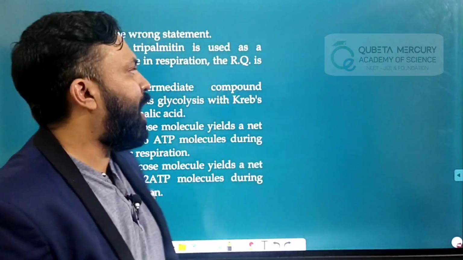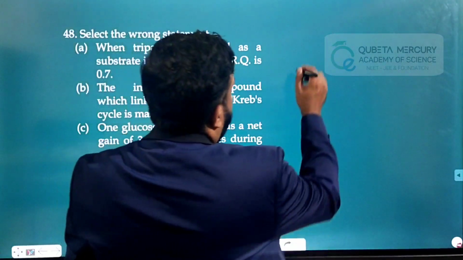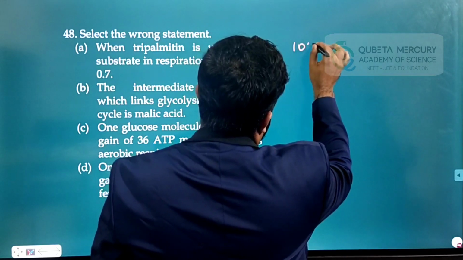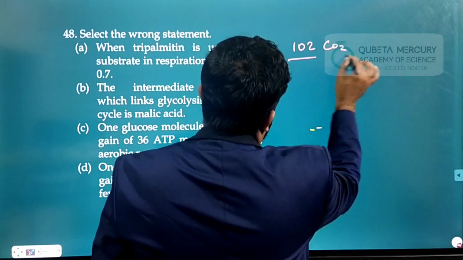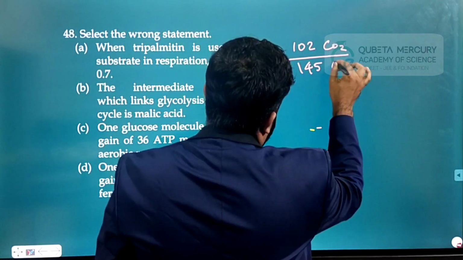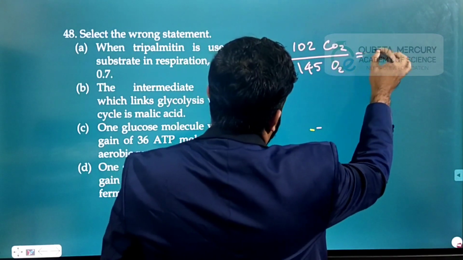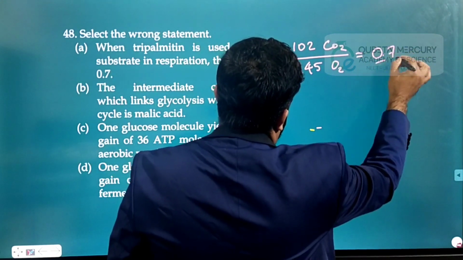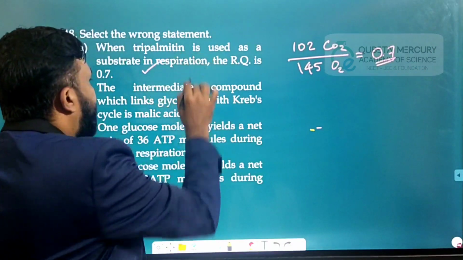Tripalmitin is a fatty acid where 102 carbon dioxide will be emitted. For that, 145 oxygen should be consumed. Thus, its RQ value will be 0.7. So, option A is true.